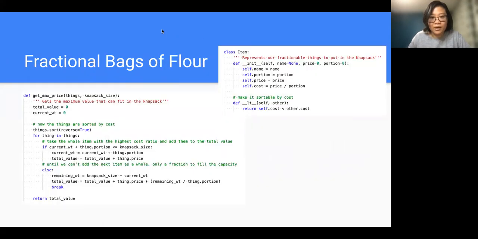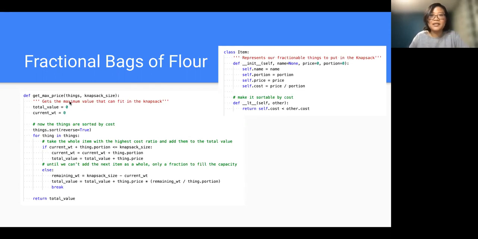So what does that look like in code? Here I represented the fractionable bag of flour as a class. I'll give it a name, portion, price, and the cost. And in Python, you have a neat trick where you can override the operation called LT, which I think stands for less than. It allows you to automatically sort things of type item based on a property of that class.